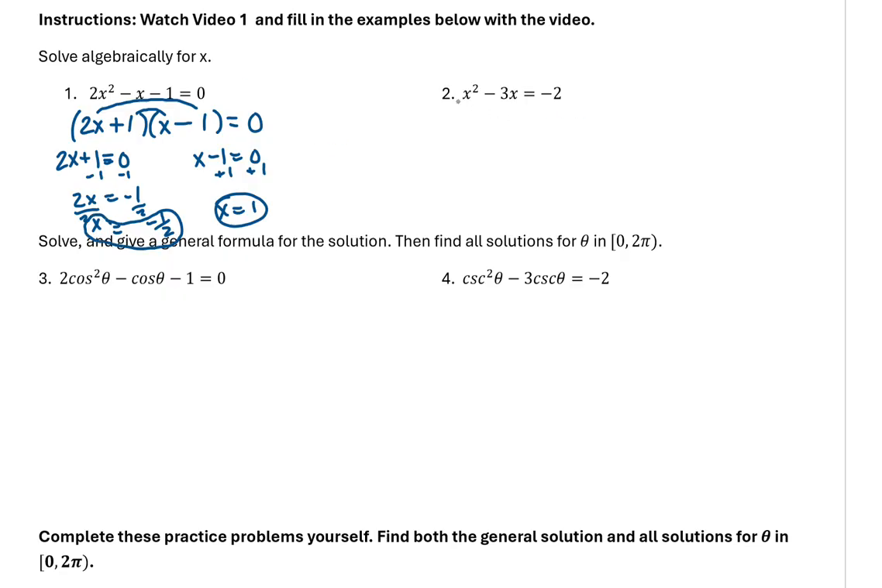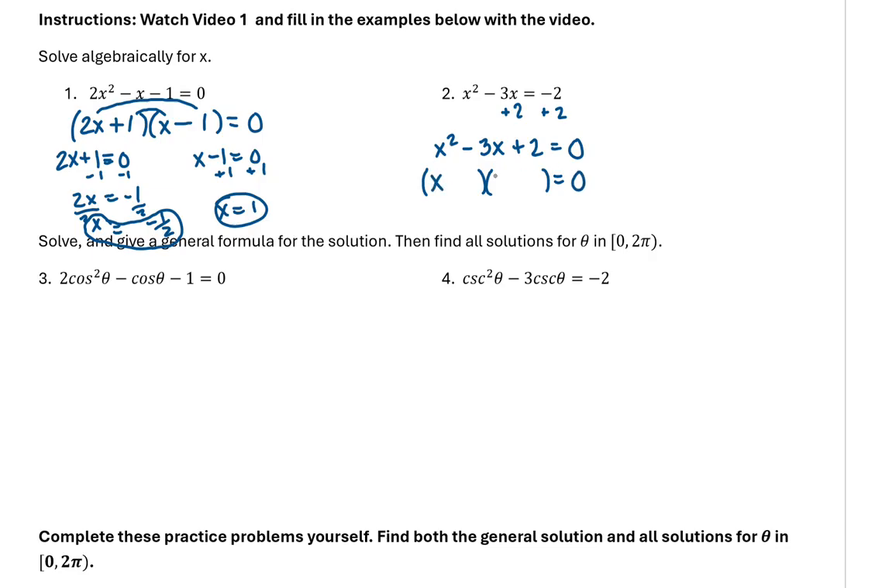All right, the second one, similar problem. I notice I have an x squared term and an x term and also a constant term. That constant is on the other side of the equation. So for factoring, I will always want to make sure everything is on one side of the equation. So x squared minus 3x plus 2 is equal to 0 would be my first step. Make sure it's equal to 0. Now I'm going to try to factor.